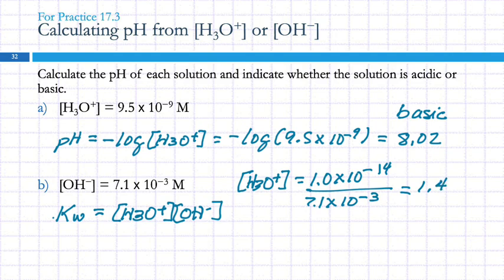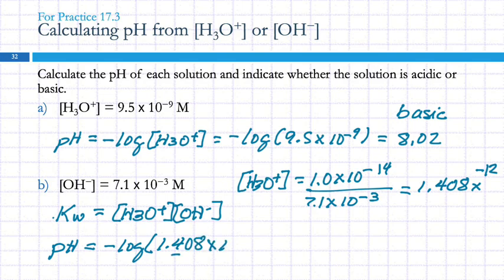1.408 times 10 to the minus 12. It's a good idea, if you're not finished with the calculation, to carry some extra digits. So now I can find the pH. pH is the negative log of 1.408 times 10 to the minus 12. That gives 11.85.